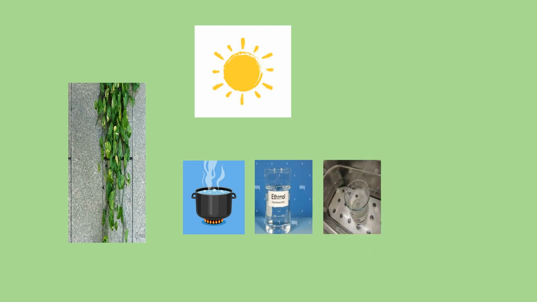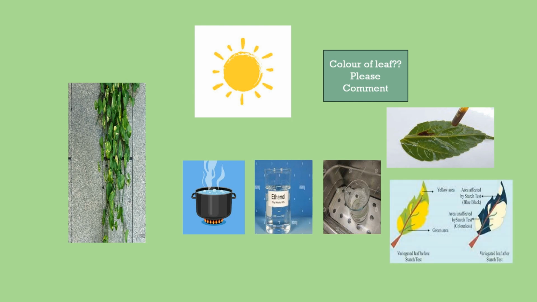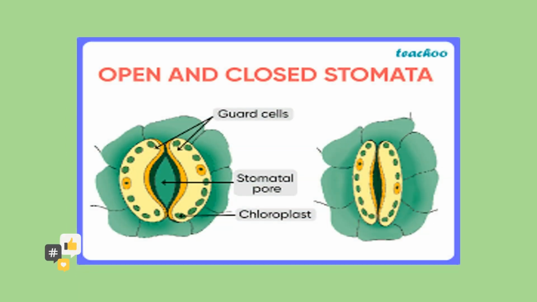What happens to the color of the leaf? Comment down below. Now dip the leaf in iodine solution for a few minutes and rinse with water. Observe the color of the leaf and compare with the tracing. Conclusion: when iodine dye combines with starch, it turns blue-black. So the green areas on the leaf will turn blue while no color change can be observed on the non-green part of the leaf.